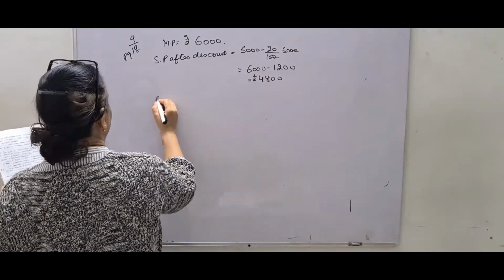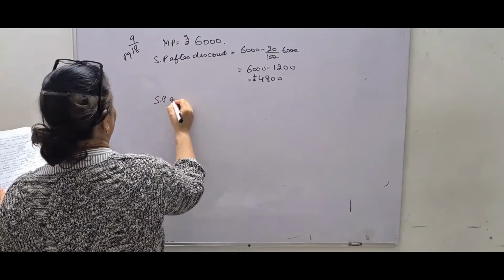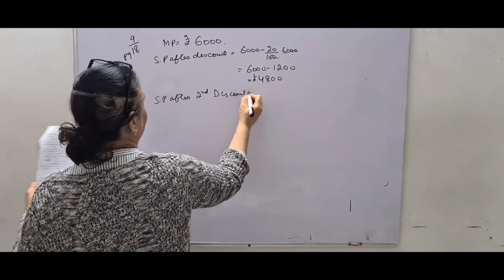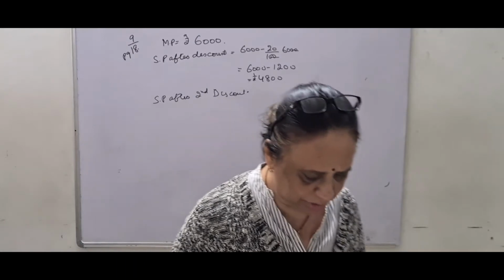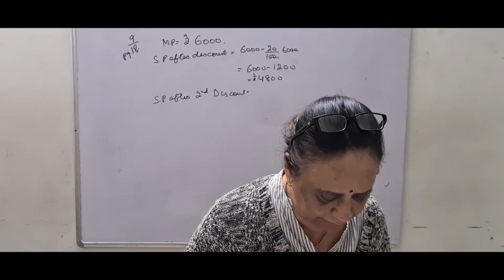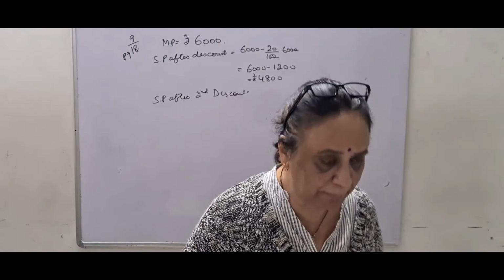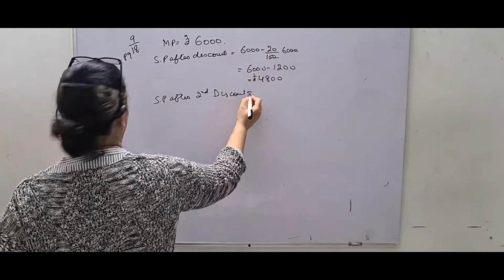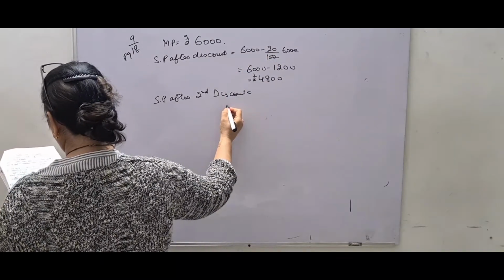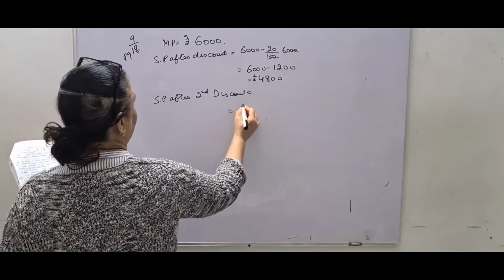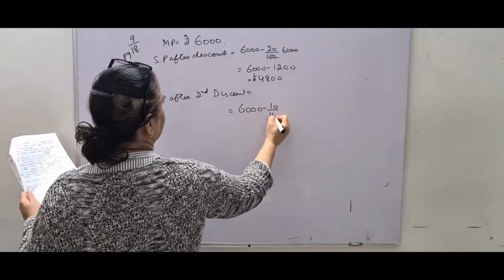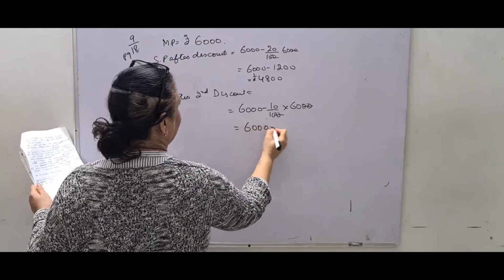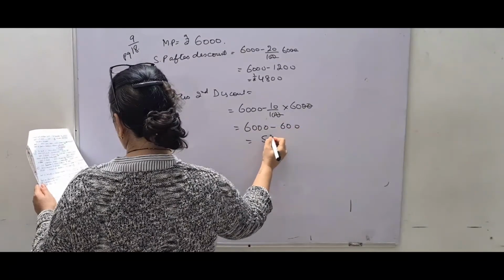Then he says the SP is again given a discount, one more discount after the first. The first discount was given by a wholesaler, as given in the question, and the second discount by the dealer, but both of them gave the discount on the marked price. So the first gave 20% on the marked price 6,000, and the second gave a discount of only 10%. So the second time the SP will be 6,000 minus 10% of 6,000, which is 6,000 minus 600. You know the answer, this is 5,400.